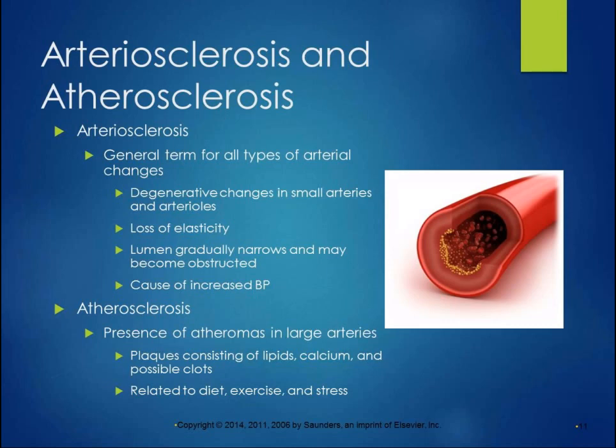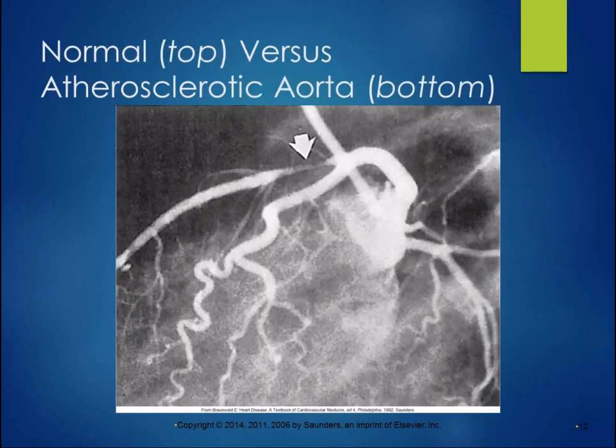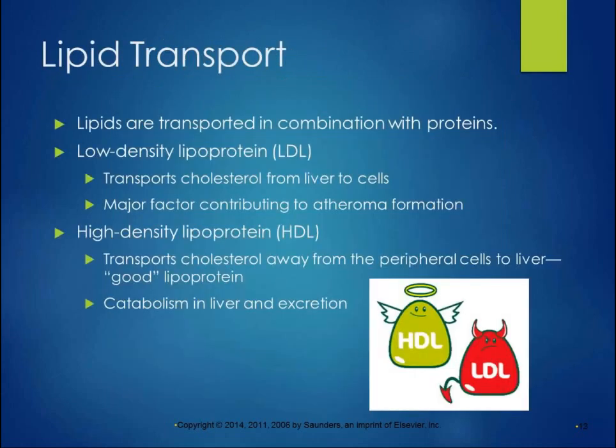Atherosclerosis is in larger arteries, and there's the presence of atheromas, which are plaques in the large arteries, and the plaques consist of lipids, calcium, and possibly clots. When those plaques are there, they're sticky, and the thrombocytes can stick to them, and then more stuff sticks to them, and they can eventually obscure the arteries as well. Atherosclerosis can be related to diet, exercise, and stress. This picture shows an obstructed artery and an unobstructed artery.